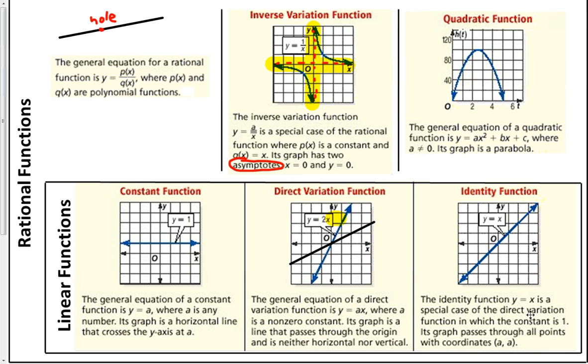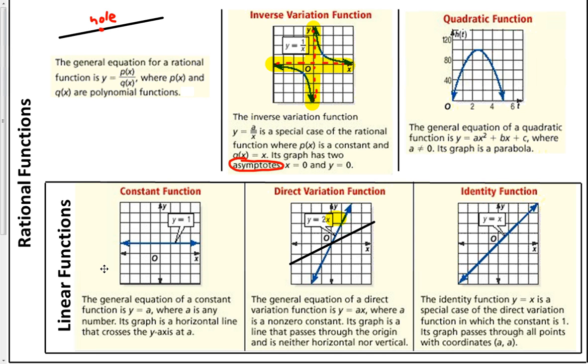And then finally, last special case of linear functions is going to be y equals x. That's a very specific direct variation where the slope is exactly positive 1. Y equals x.